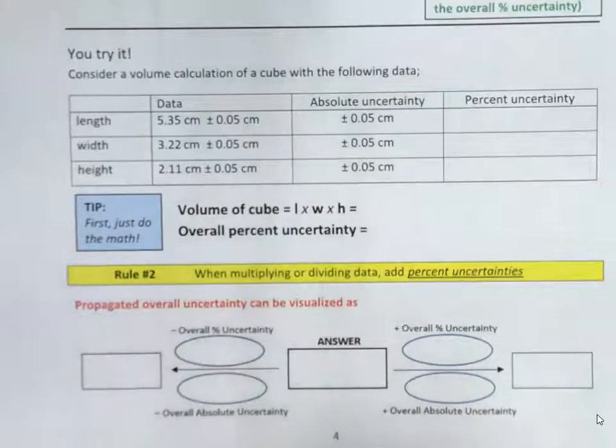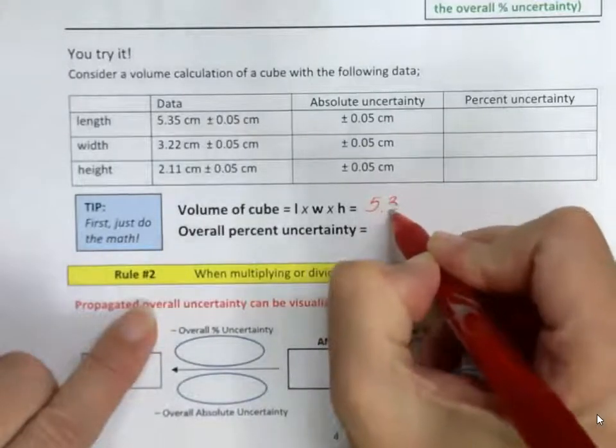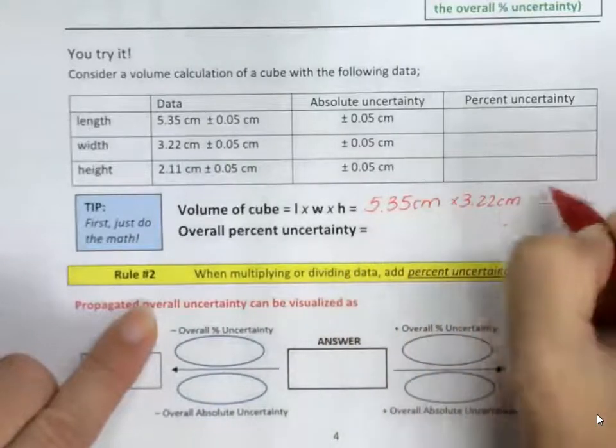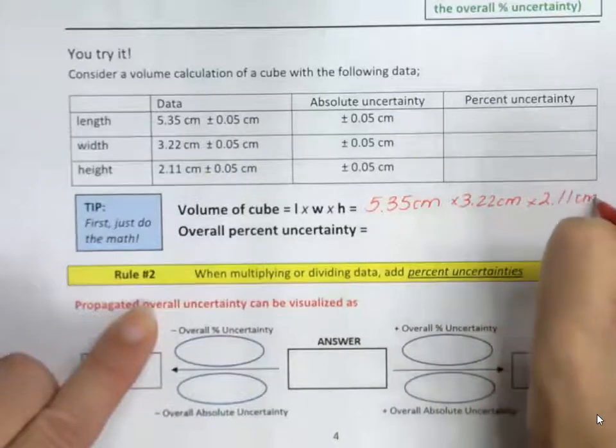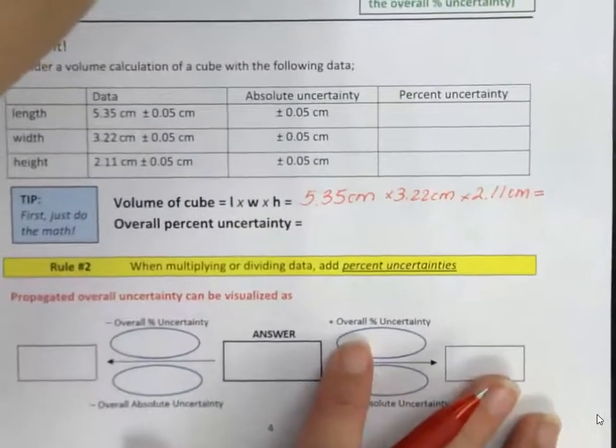Okay, so now we're going to do a volume calculation. And so we're given the following data: length, width, and height of a cube. It would be a block, I guess. A cube would have the same length, width, and height. And so in order to calculate the volume, we would multiply those values together. So just like you would in any mathematical approach, we would do 5.35 centimeters times 3.22 centimeters times 2.11 centimeters. We'd multiply those together on your calculator. So pause and do that.